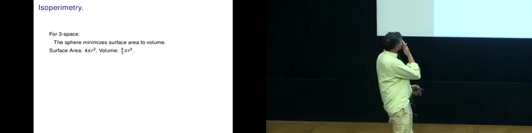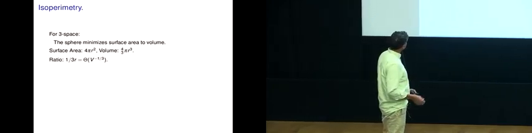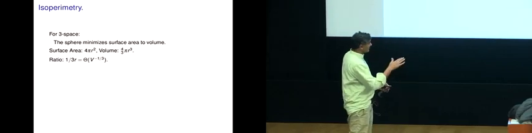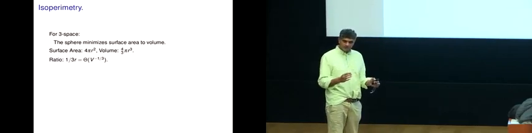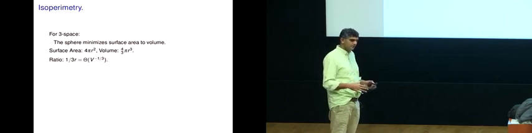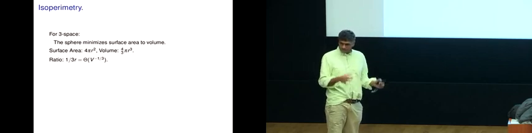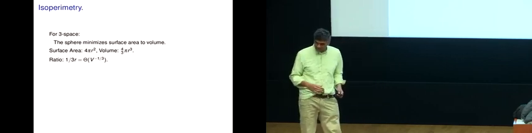For 3-space, the sphere is the object that minimizes the surface area to volume. Does that make sense? The surface area is 4 pi r squared, and the volume is 4/3 pi r cubed. The ratio is 1 over 3r, so you have this extra factor of r, and that's tight. If you want to be warm in the Arctic, you should be a sphere, because you lose the least heat that way.